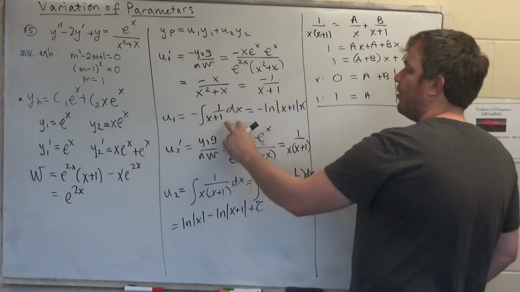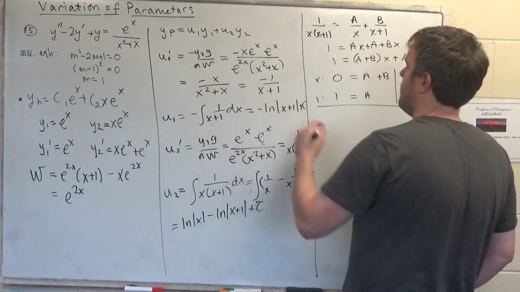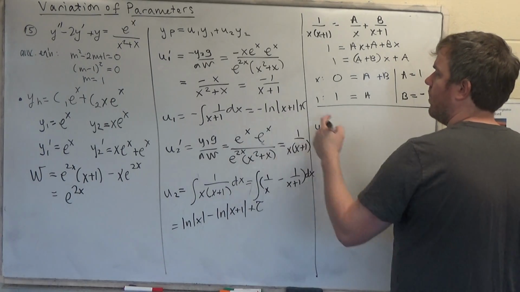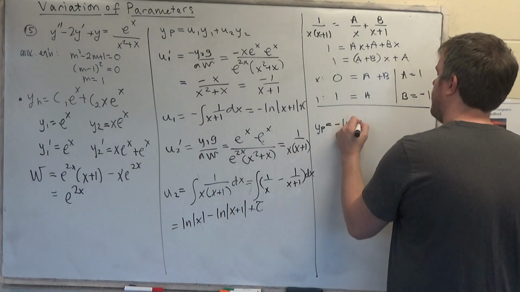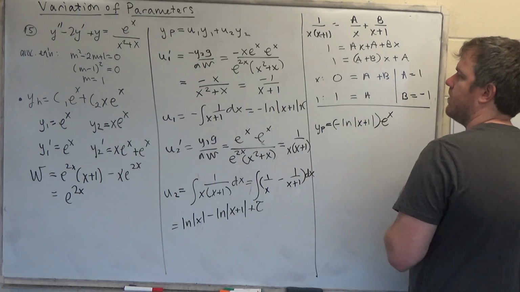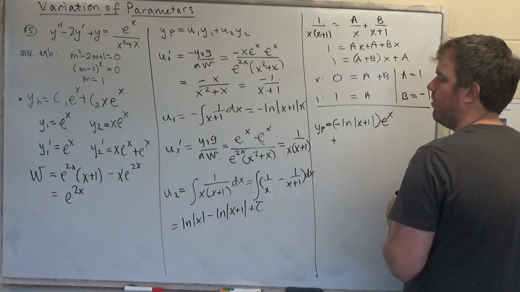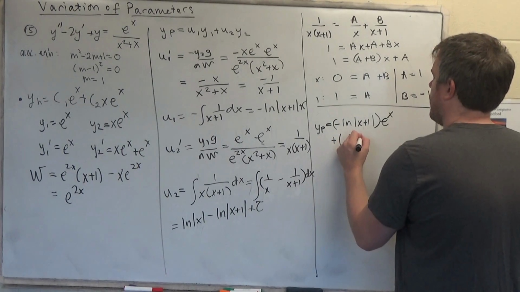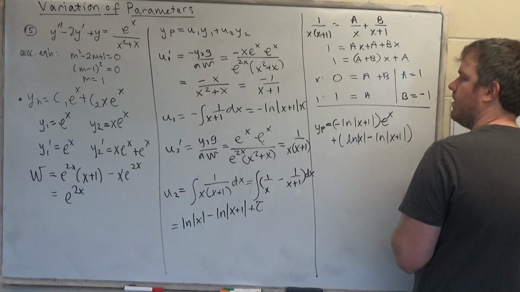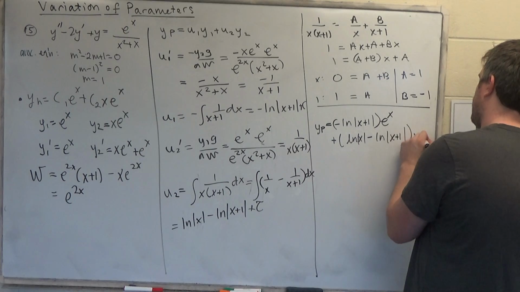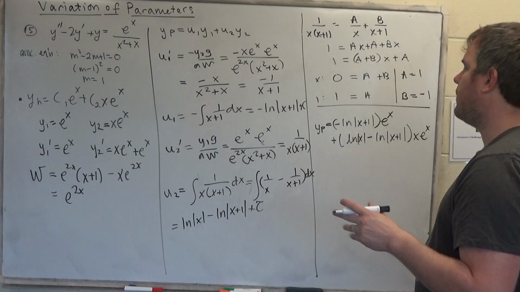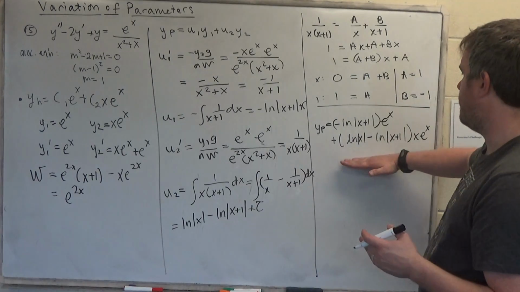So now that we have u1 and u2, we just put yp back together. Yp is, I'm sorry, u1, so negative log of x plus 1 times e to the x plus u2, which is log x minus log of x plus 1 times x e to the x. And once again, we may be able to simplify it, but don't worry about it. Just leave it like this.